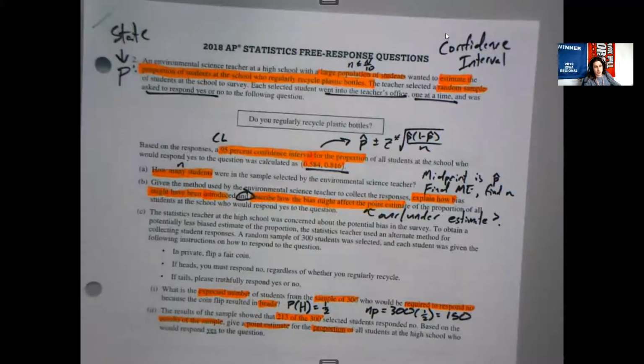Didn't really do any work there. Take a look at the scoring guidelines. Make sure you're comfortable with this.